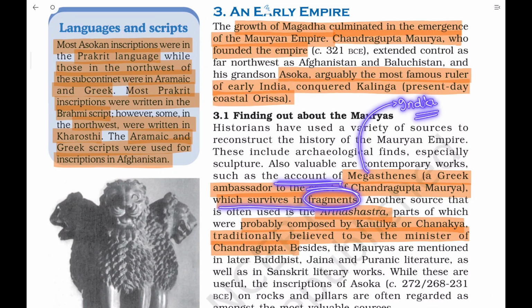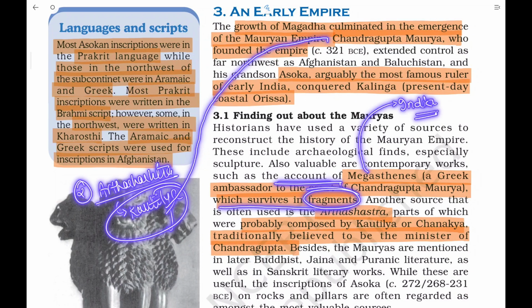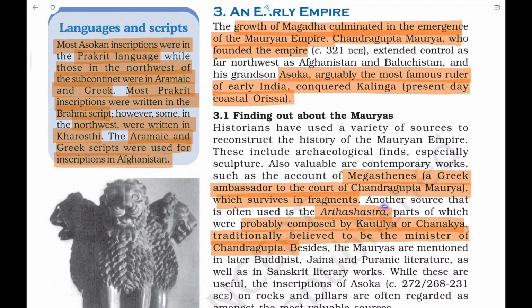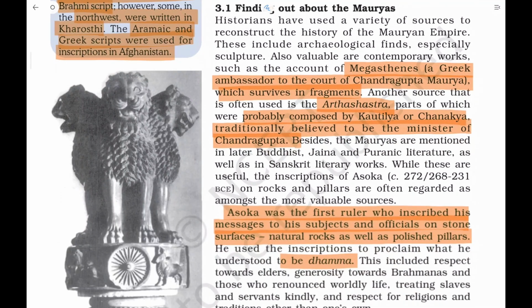Also, the second written source from which we get information about life during the Mauryan period was the Arthashastra by Kautilya. Kautilya was known as the political guru of Chandragupta Maurya. Okay, I hope you are getting things right now. Another source that is often used is the Arthashastra, parts of which were probably composed by Kautilya or Chanakya, traditionally believed to be the minister of Chandragupta. I hope you have understood this.